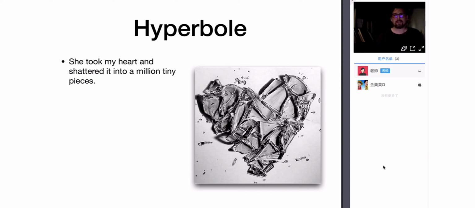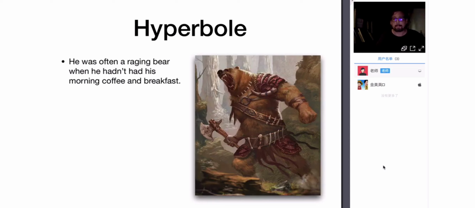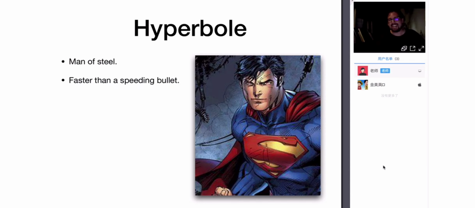So again, there's a lot of symbolism in these simple little statements that we throw around all the time. It's amazing that we can instinctively interpret them. He was often a raging bear when he hadn't had his morning coffee for breakfast. And lastly, the man of steel, faster than a speeding bullet. Okay?